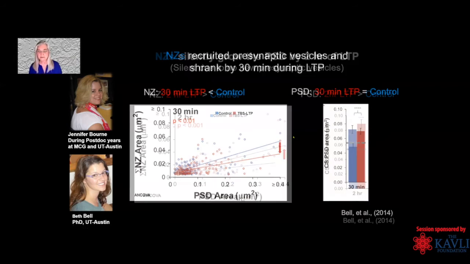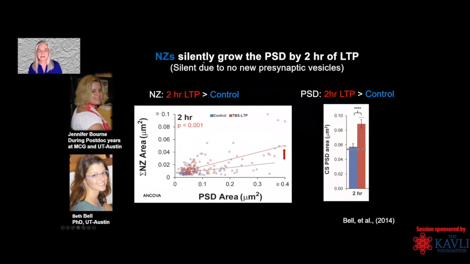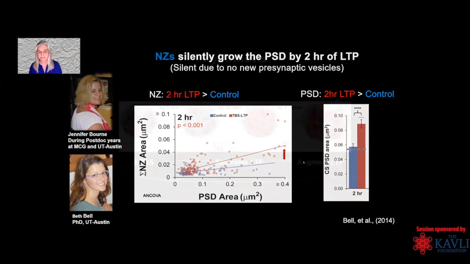These nascent zones then silently grow the PSD by 2 hours after LTP. You can see that the size of the nascent zones has markedly increased by 2 hours. But we call this silent because there are no new presynaptic vesicles associated with this growth in the postsynaptic density. And it accounts for most of the growth of the postsynaptic density following LTP.